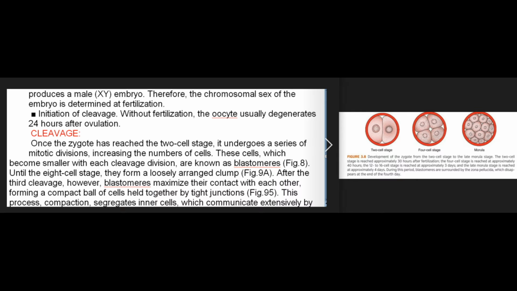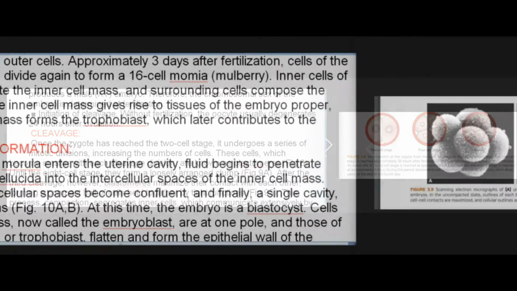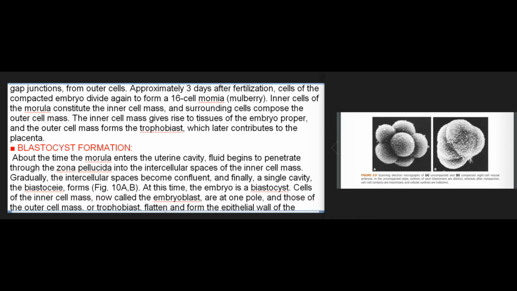Cleavage. Once the zygote has reached the 2-cell stage, it undergoes a series of mitotic divisions, increasing the numbers of cells. These cells, which become smaller with each cleavage division, are known as blastomeres, Fig. 8. Until the 8-cell stage, they form a loosely arranged clump, Fig. 9a. After the third cleavage, however, blastomeres maximize their contact with each other, forming a compact ball of cells held together by tight junctions, Fig. 9b. This process, compaction, segregates inner cells, which communicate extensively by gap junctions, from outer cells.